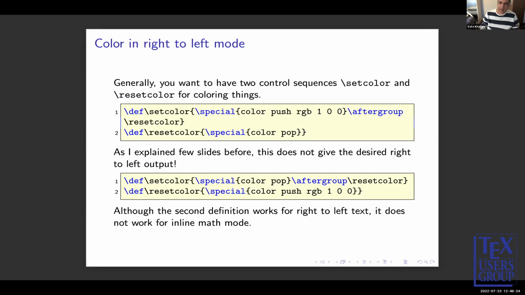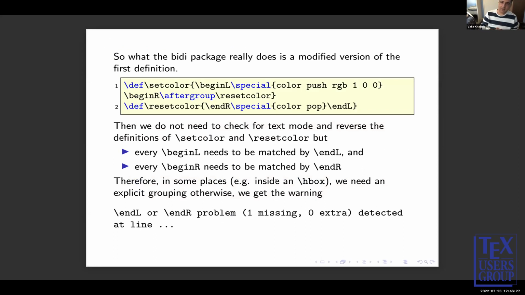But the solution that I did with the bidi package was that I put a begin L before the first special. So this is really the modified version of the first definition that works in left to right mode, but it's extended to work also in right to left mode. So we put a begin L before special, color push, and then we put an end L at the end of it. And after the special, we put begin R, and just before the special, we put end R.